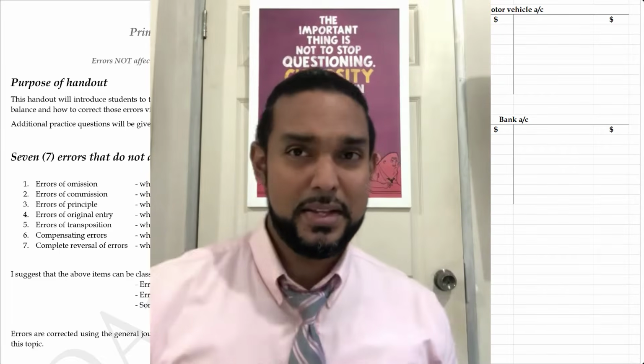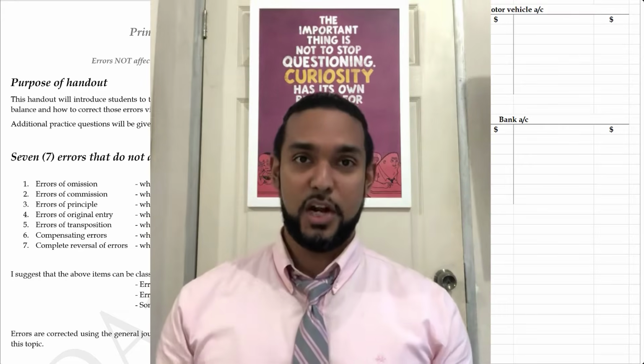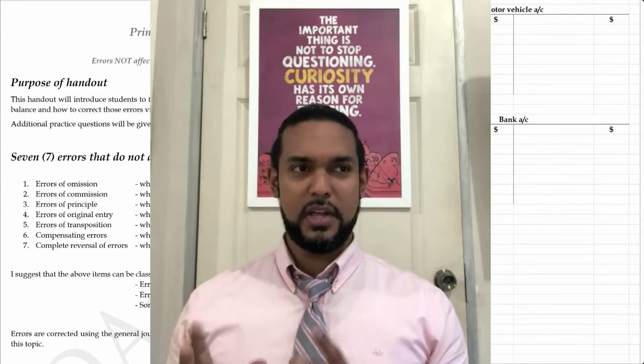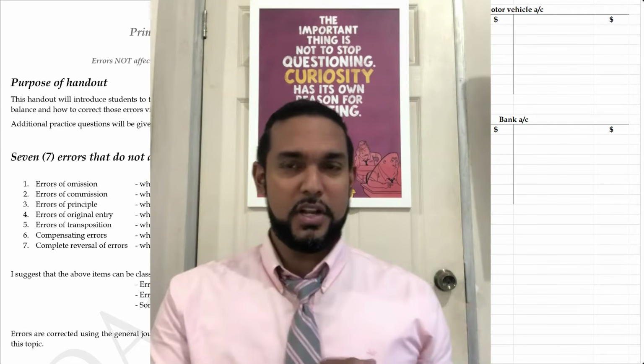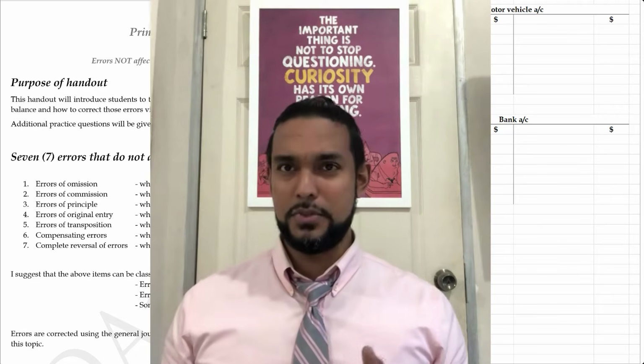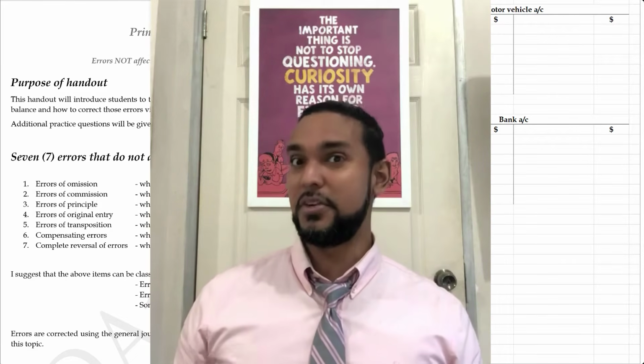Alright guys, so in case you didn't know, we use the general journal to correct errors. And then of course we go to the T accounts and we fix the stuff there. In using the general journal and of course entering things in T accounts, you're going to need to know how to use double entry, the system of debits and credits.